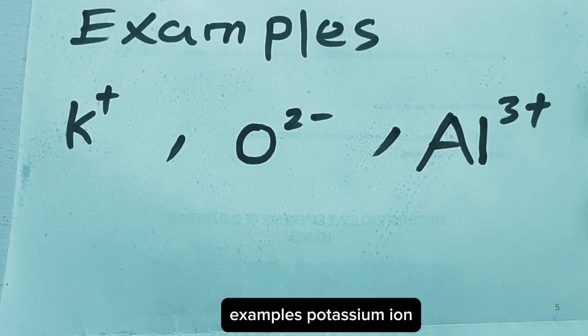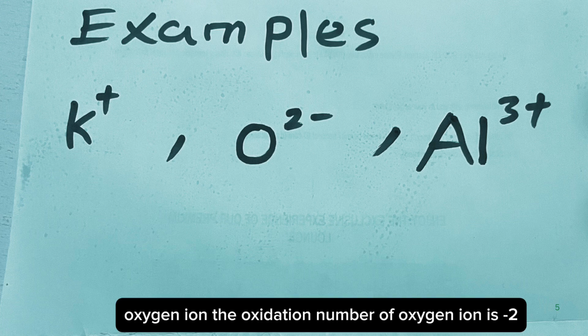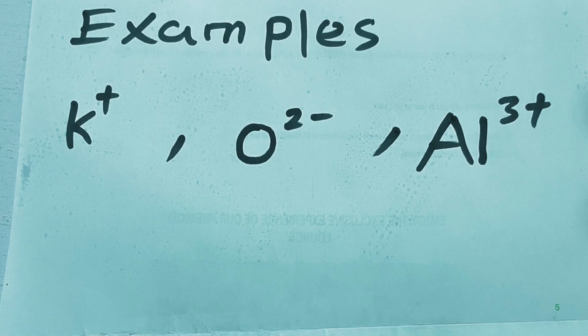The second rule says the oxidation number of a simple ion is the charge of the ion. Examples, potassium ion. The oxidation number of potassium ion is +1. Oxygen ion. The oxidation number of oxygen ion is -2. Aluminium ion. The oxidation number of aluminium ion is +3.